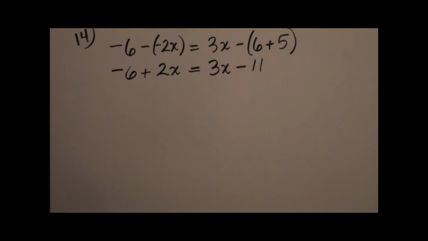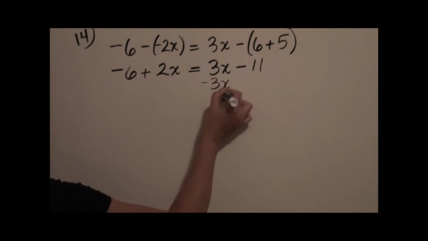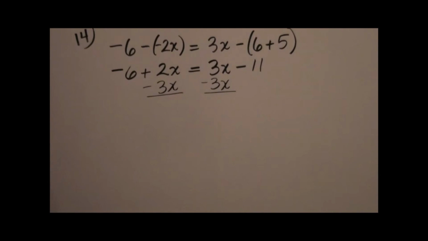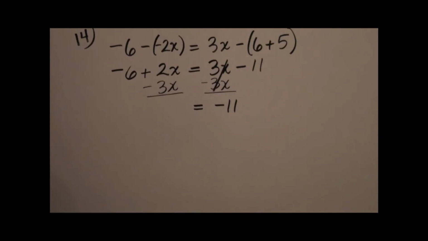Now we're down to one variable on each side, one constant, so we'll subtract the 3x, just so you get practice with a negative coefficient. Just mix it up a little bit. Those cancel out to give me 0, and on the right side I'm left with negative 11. On the left side I've got negative 6, and I've got positive 2x minus 3x, so that's minus x.